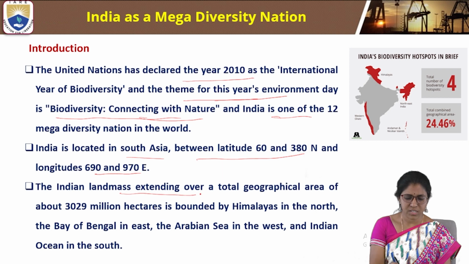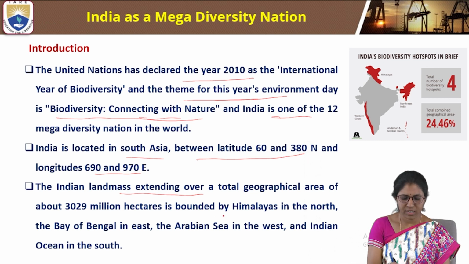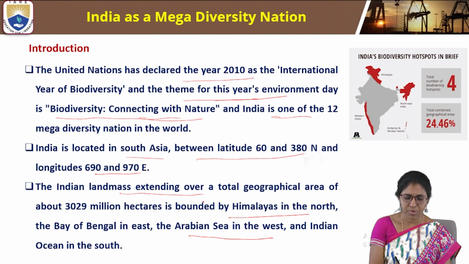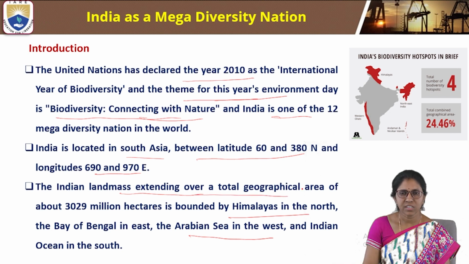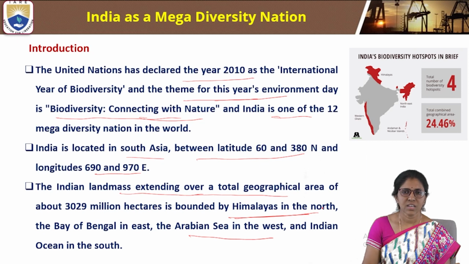The Indian landmass extends over a total geographical area of about 3029 million hectares. It is bounded by the Himalayas in the north, the Bay of Bengal in the east, the Arabian Sea in the west, and the Indian Ocean in the south.